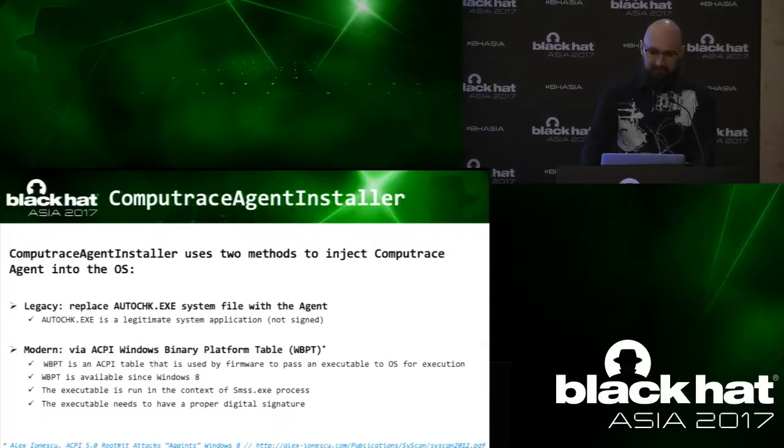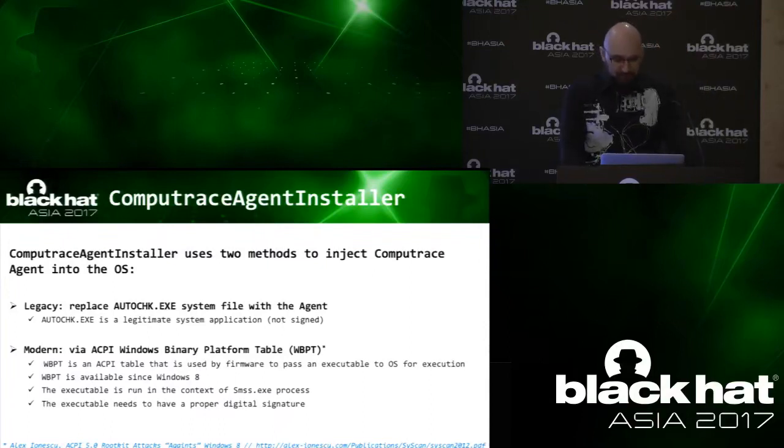and there is actually a pretty good description and research about that already released by Alex Ionescu, and you can find this link at the end of the slides. And what does WPBT actually do? It's a specific ACPI table, started from Windows 8, for delivering and recovering some of the software to the operating system level.